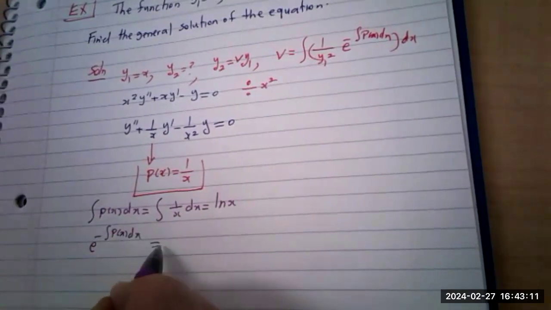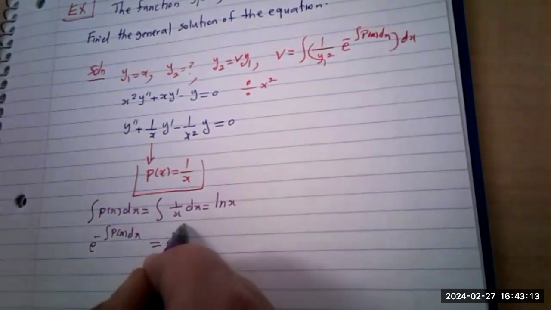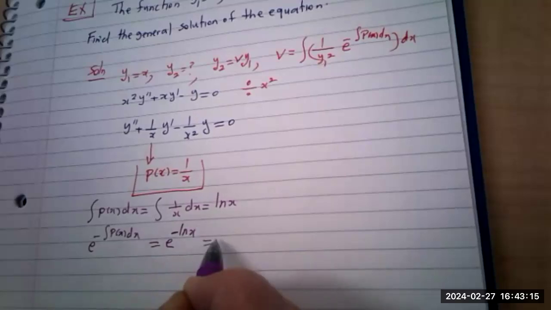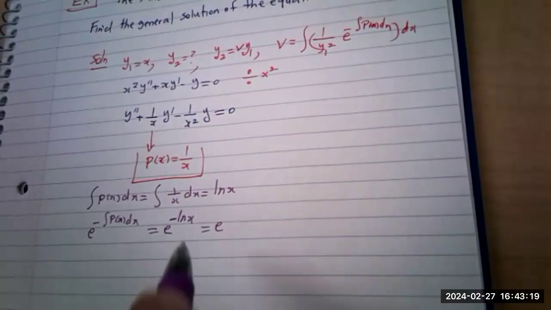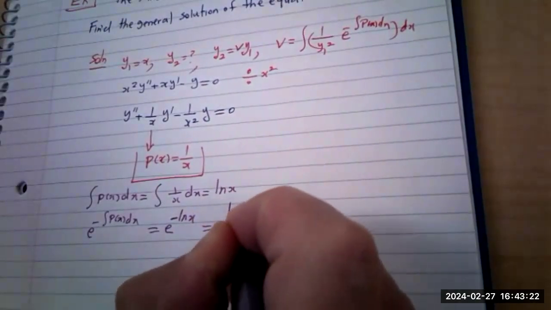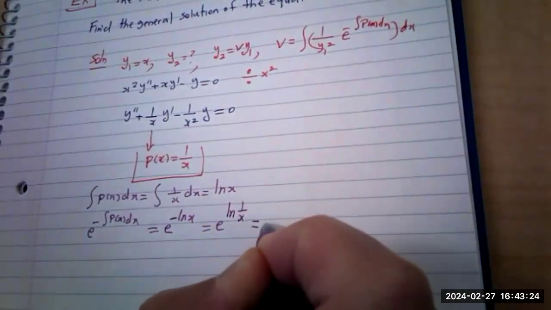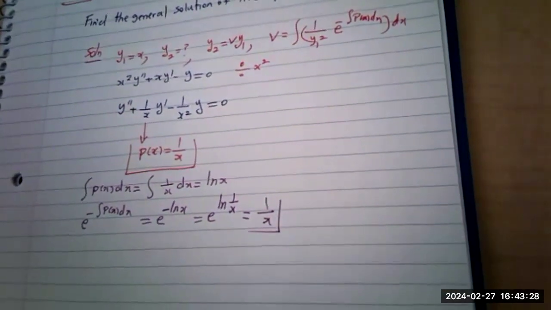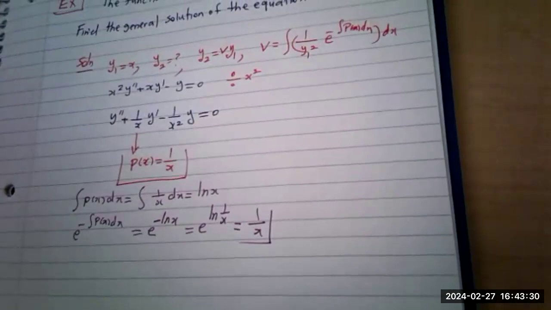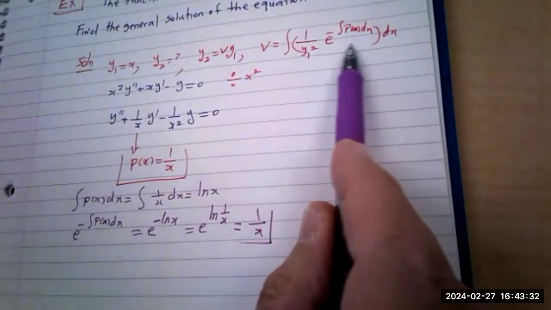Remember, there's a negative sign here. It's going to be e to the negative ln x. Move the negative sign up, so that gives you e to the ln of 1 over x. So the result would be 1 over x. This is the inside integral. Any question? So we simplify this one.